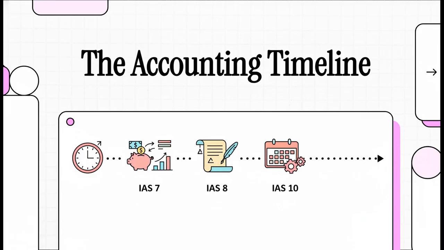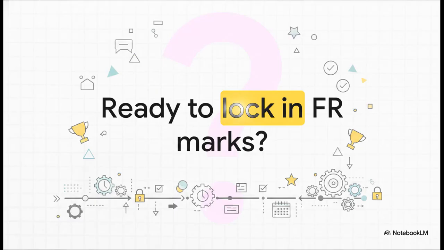We're going to decode the ACCA financial reporting syllabus together in this explainer. Now, we are looking at a very specific, highly tested theme today, the accounting timeline. We're going to master IAS 7, IAS 8, and IAS 10, and we're bringing these seemingly dry standards to life by figuring out exactly where they fit on our timeline. So, are you ready to lock in those ACCA FR marks?